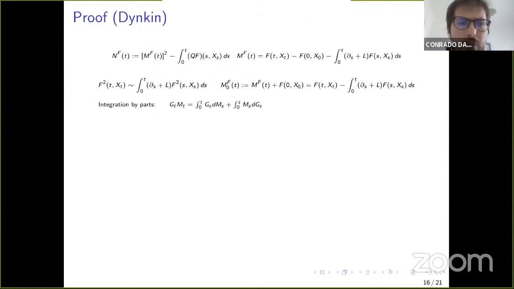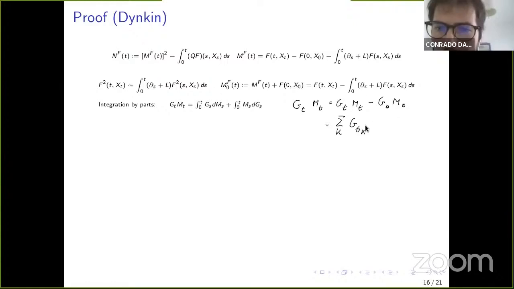Okay, it will also be important to recall the formula of integration by parts. If you don't remember, let me just say a few words. G is a finite variation process and M_t is a martingale. It's okay to assume here that G(0) is 0, so we can subtract this here. And actually we can sum this over an arbitrary partition, G_{t_k} M_{t_k} minus G_{t_{k-1}} M_{t_{k-1}}.